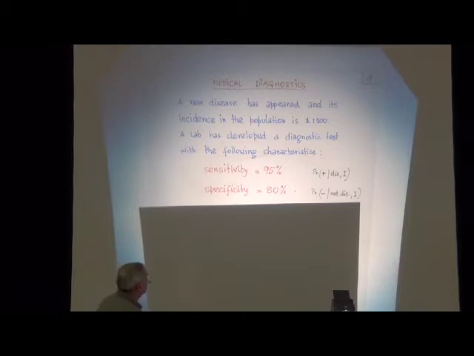Specificity, instead, is in those people that do not have the disease, the test should give a negative result, right? To be a good test. Well, in this case, it shows that the probability that the test is negative if you don't have the disease is only 80%, which means 20% of the time the test may be wrong. You may not have the disease and it gives a positive result. Okay?